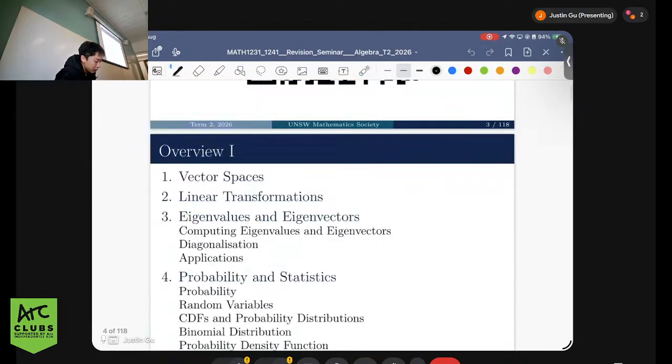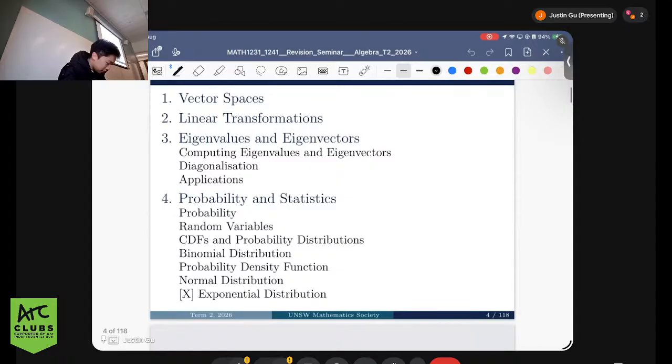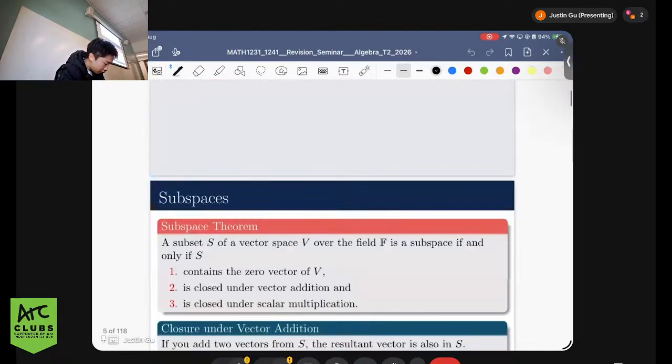Okay, right, we'll just get started. I'll be going over vector spaces and linear transformations, and then Jiang over there will be going over eigenvalues and probability. Okay. Alright, so we'll begin with vector spaces.